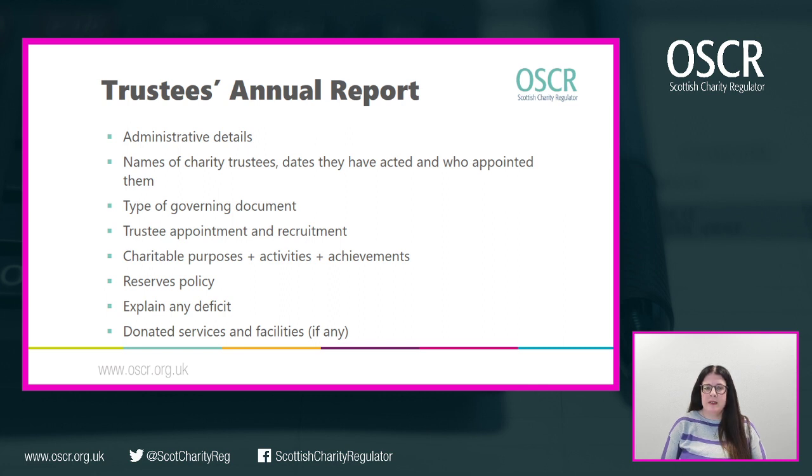Then go on to explain the type of governing document that the charity has. So, for example, is it a trust? Give details of the trust deed. If it's an unincorporated association, explain the terms of the constitution. Provide any details that you have about how trustees are appointed and also how they are recruited.